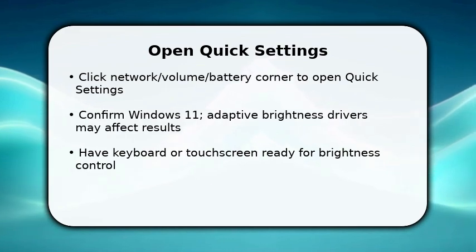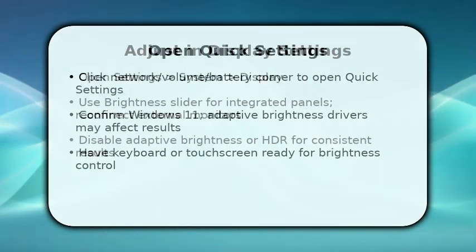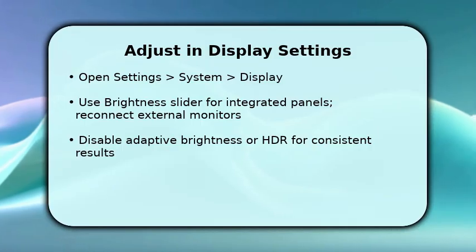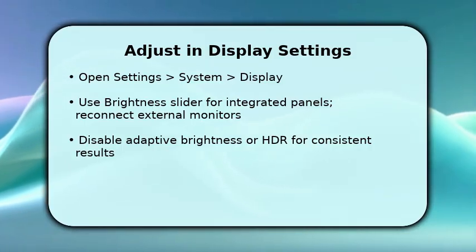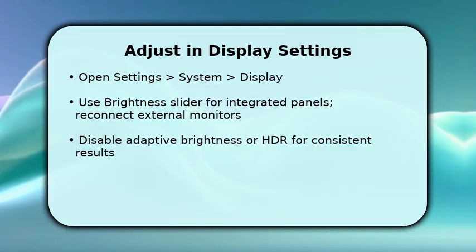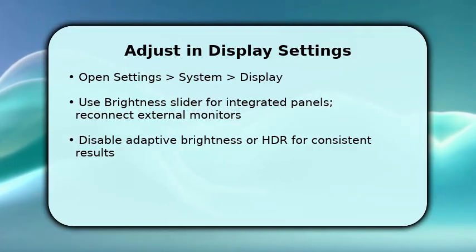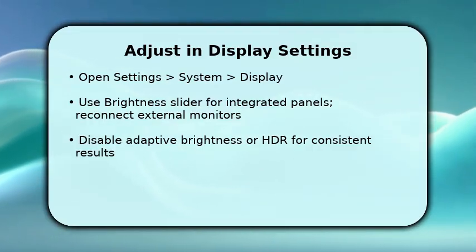Once done in Quick Settings, open Settings and go to System, then Display to fine-tune. You'll find a more precise brightness slider. Use it to reach the exact percentage you want. Make sure to select the correct display if multiple monitors appear.